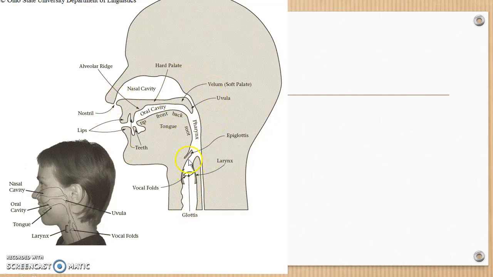So here's our vocal tract. We start with our lungs down here. It moves up through the vocal folds. It either goes up into the nasal cavity if it's a nasal sound and the velum is lowered, or if the velum is raised, it goes through the oral cavity.